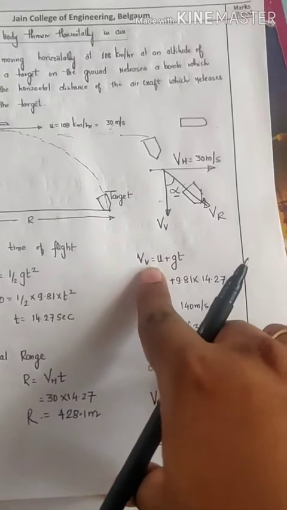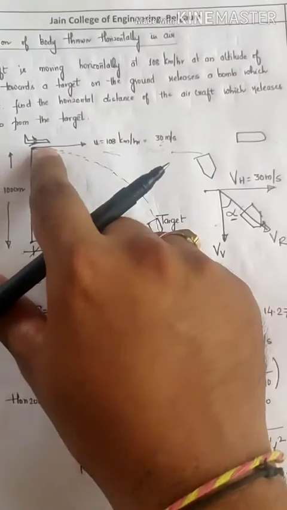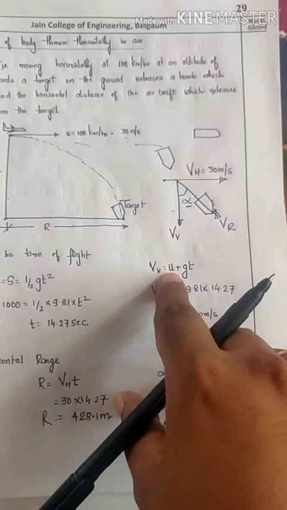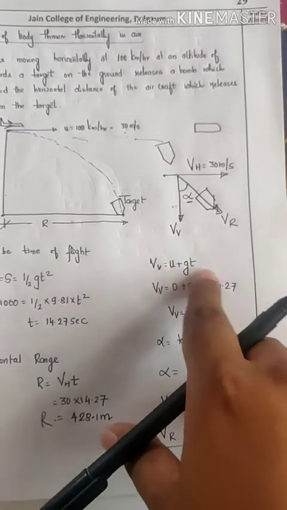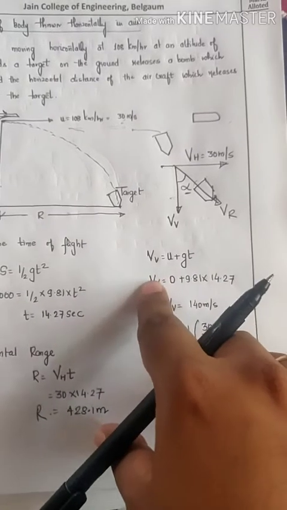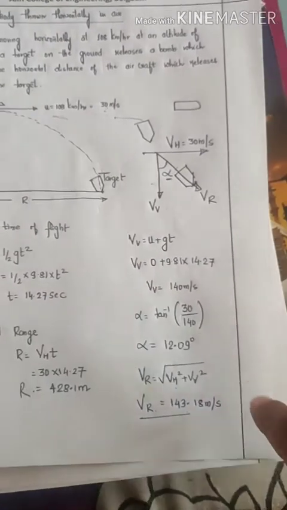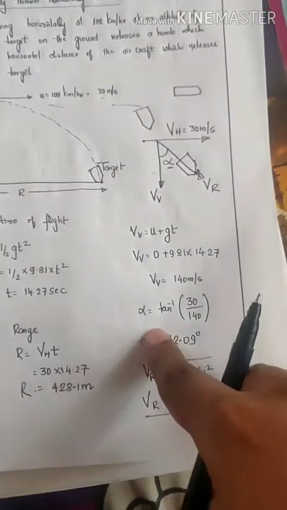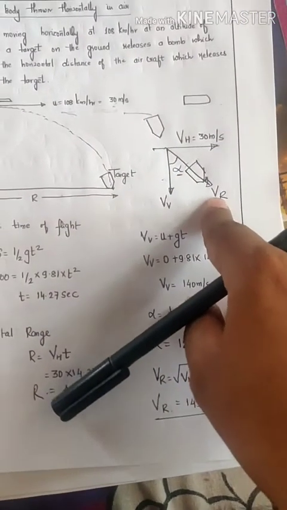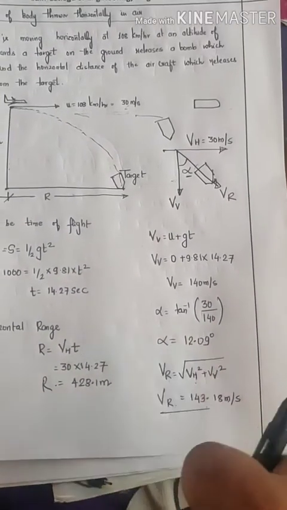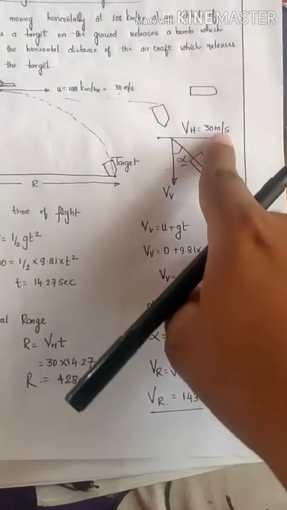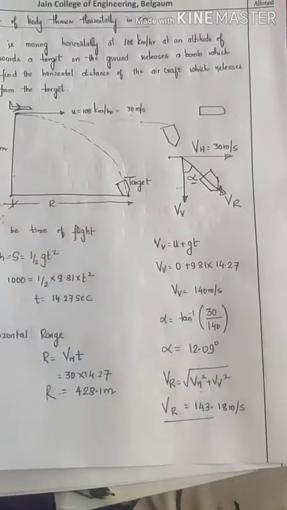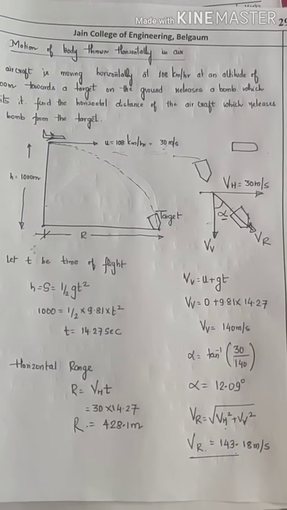So we know the relation, and we also know the condition that the bomb is initially at rest, and we have calculated the time. So initial velocity u is 0, g is 9.81, t is 14.27. So the vertical velocity will be what? 140 meter per second. So you know the horizontal velocity, you know the vertical velocity. Calculate the angle alpha made by the resultant velocity. Then the resultant velocity is given by the square root of horizontal velocity squared plus vertical velocity squared. So you get the resultant velocity. Hope you are clear with this.